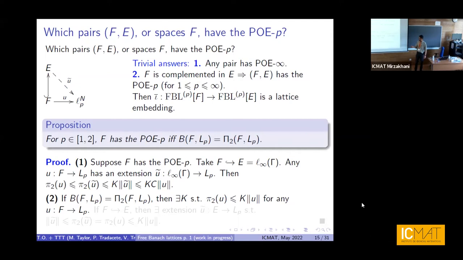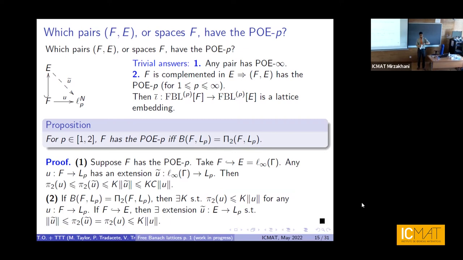Now for the other direction, if any bounded operator from F into L_P is two summing, then there is a constant K so that for any U we have this kind of estimate: the two summing norm of U is no more than K times the operator norm. And then we know that two summing operators extend without increasing the two summing norms. So we have U tilde going from the ambient space E into L_P, so that the norm of U tilde is no more than its two summing norm, which is the two summing norm of U. And this is controlled by the norm of U itself. So let me pause here.